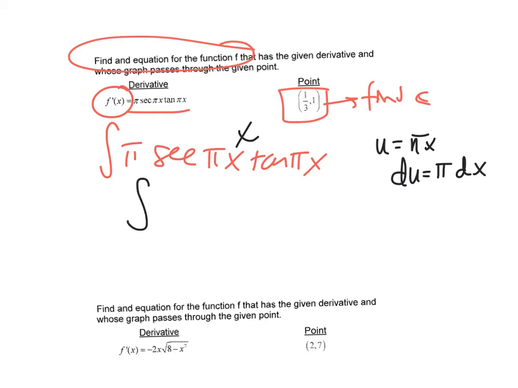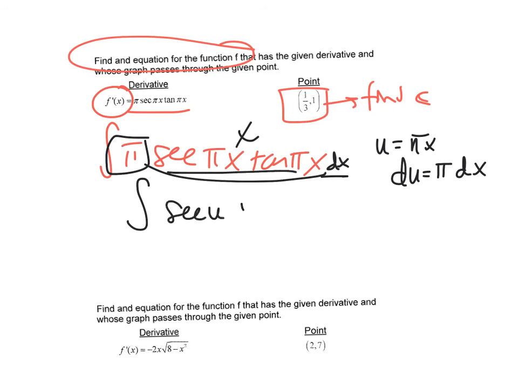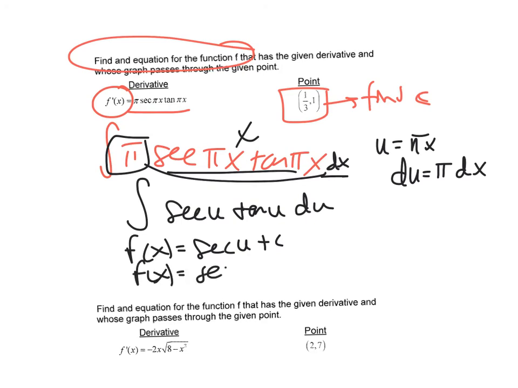So when we integrate, notice that this times the dx that should have been there is du. Then we have to take the secant of u tan of u du. Okay, so you don't actually have to divide anything out, which is kind of nice. The integral of that, so f of x, is literally secant of u plus c, which is secant of pi x plus c.